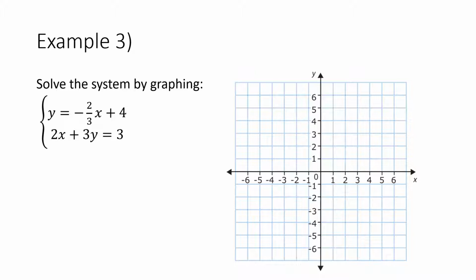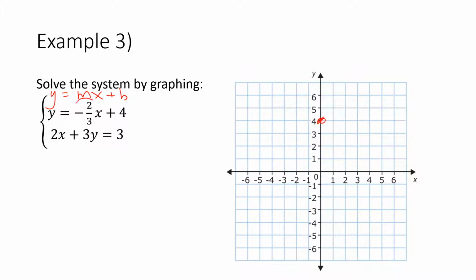Example 3. Find that the solution to a system is wherever these two lines intersect. So we're going to graph both equations. The first equation is already done for us, y equals mx plus b format, so we can go ahead and graph that one. We're going to begin with b, so we start at 4 on the y-axis.